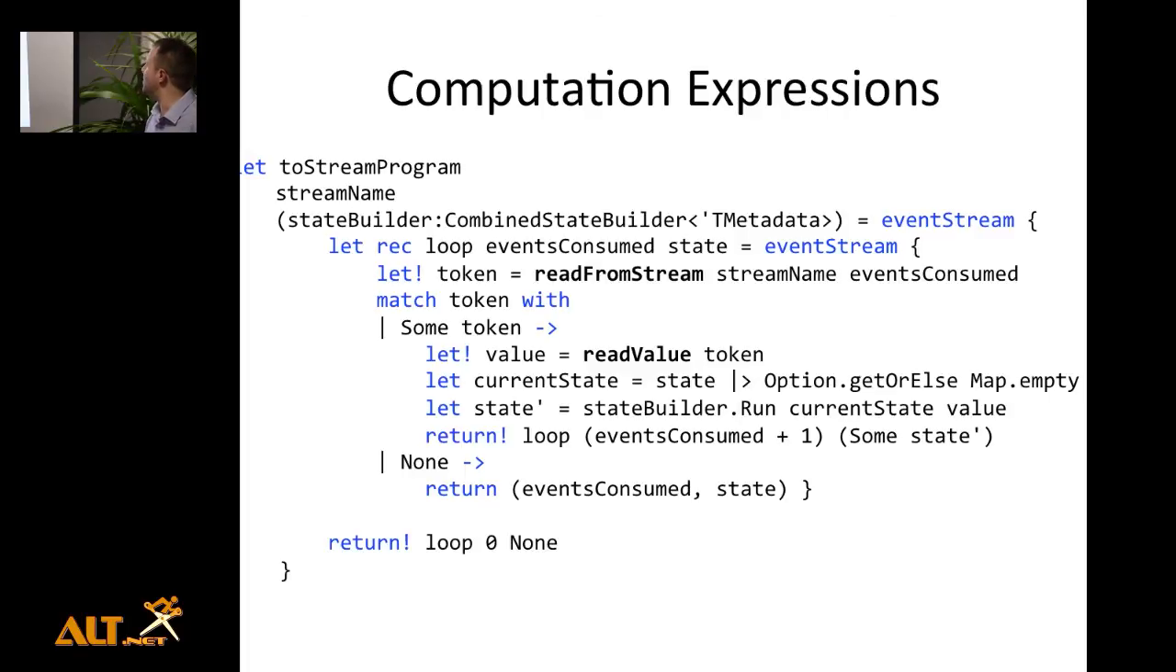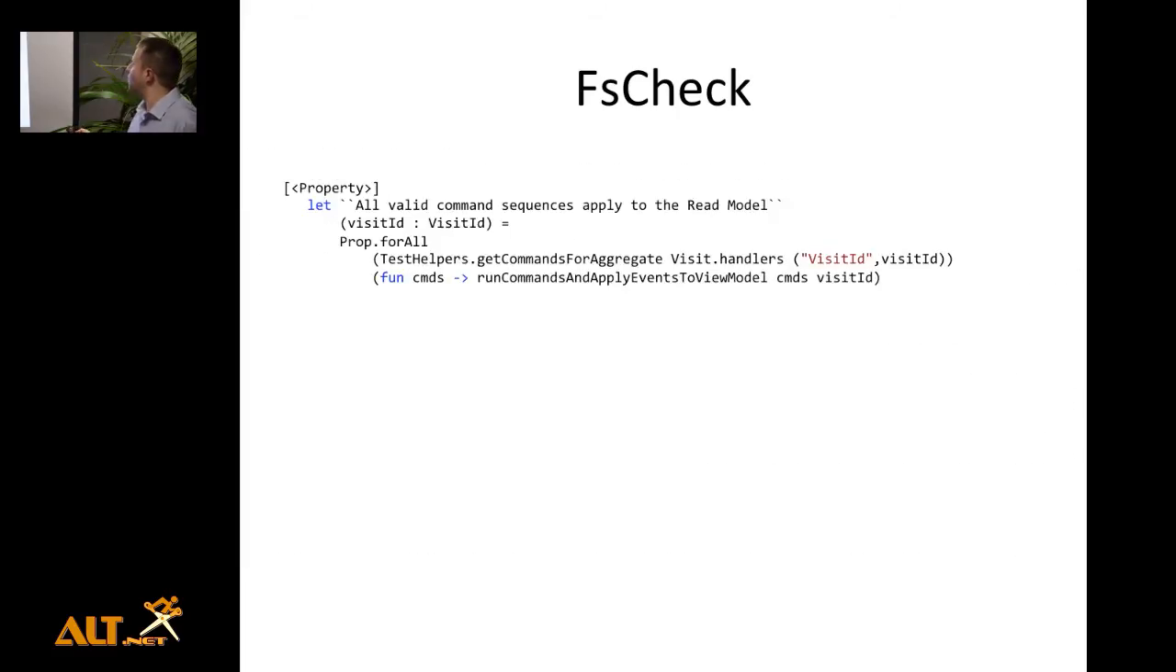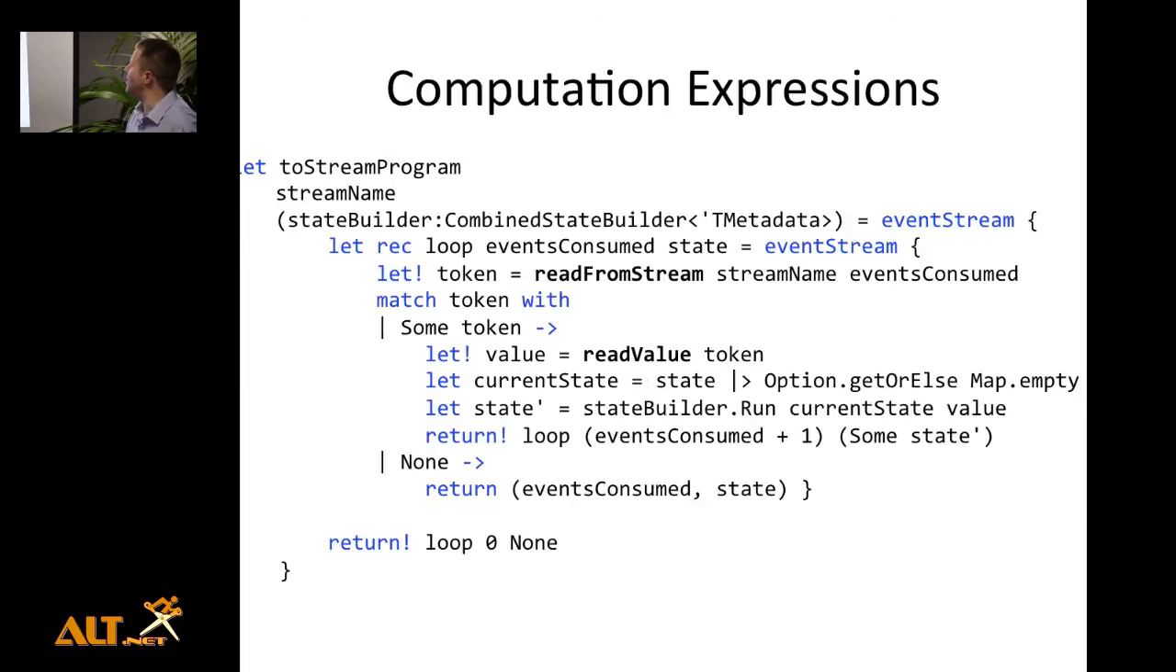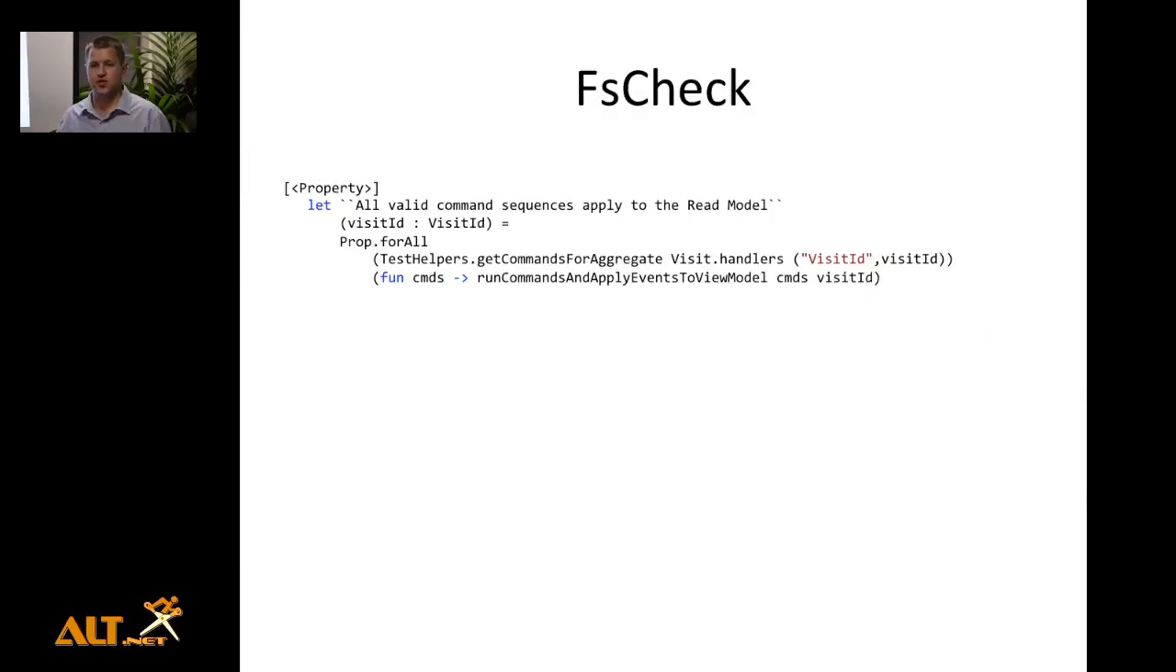So my computation expression is encapsulating dealing with event streams. And the two functions that I'm using here that are special are read from stream, which is doing exactly what you think it is, reading the events from the stream, and read value, which is just an encapsulation around the actual deserialization of the event. What this allows me to do is, you saw back on my FsCheck, there's no sign of any async here. But this example is actually using a state builder and loading up and calculating the current state from an event stream.